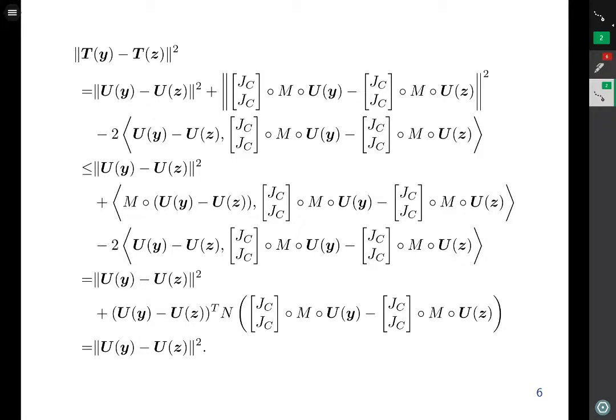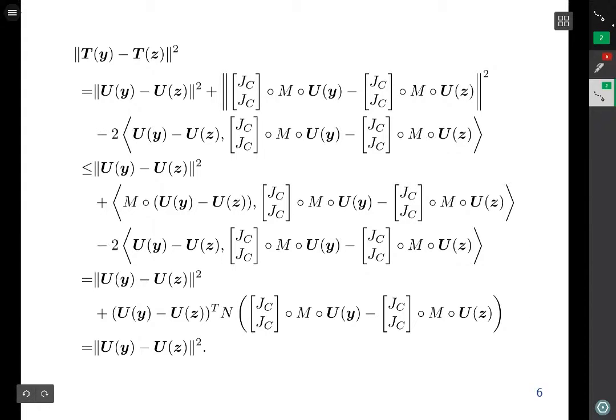Now let's go through some algebra. Into this expression, we plug in the form of T expressed in terms of U, and we expand the squares to get this equal expression. Next, we use firm non-expansiveness of the resolvent with respect to C to bound this norm squared by this inner product. Next, we add these two expressions to get this expression.